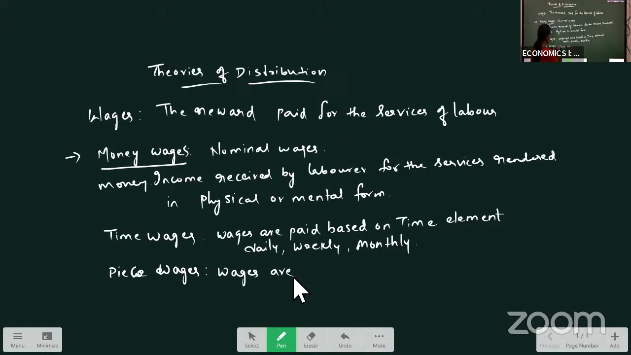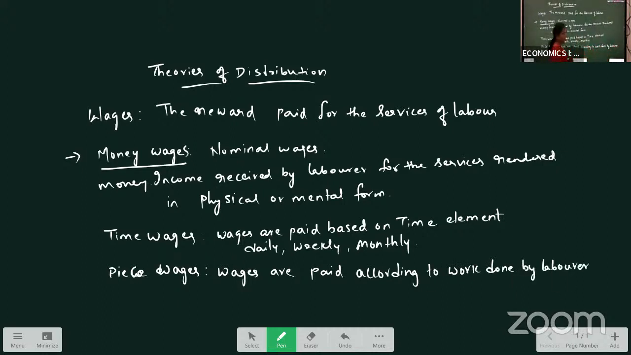Now piece wages. Piece wages means we are not considering the time. We are not bothered how much time is taken. We are seeing how much amount of work they have done. Depending on the amount of work done by the labor, wages are paid to the labor. They are called piece wages. So how will you write piece wages? Wages are paid according to the work done by the laborer.